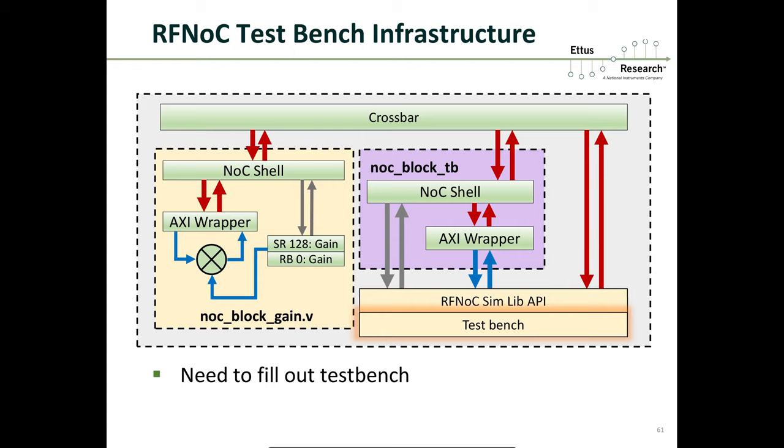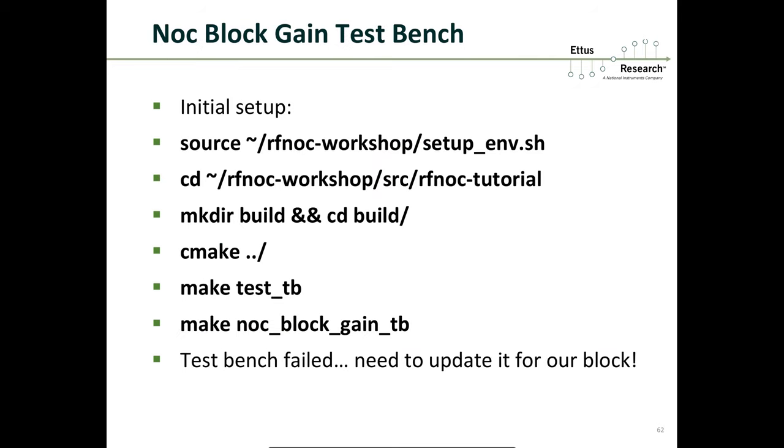So this is what, from a block diagram perspective, our design looks like right now. We're just going to test our gain block. So that's what will be connected to the crossbar along with, as I said, the NoC Block TB block. That's that dummy block that allows us to communicate with our block via the RFNoC sim lib and through the crossbar. Basically, the nice thing about this is we're treating our RFNoC block as if it was really in the USRP itself, in the FPGA. What we need to do is fill out our test bench.